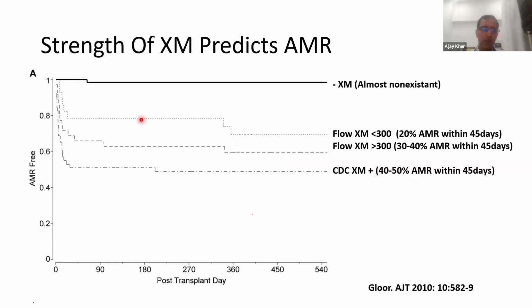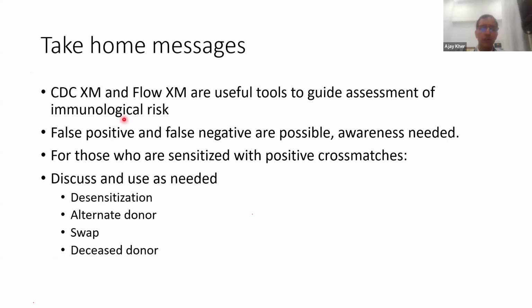Again, the same data in terms of 40 to 50% antibody rejections. So the take-home message from the cross-match part is that CDC cross-match and flow cross-match are useful tools, but false positives and false negatives are possible. So we need to be aware of them.